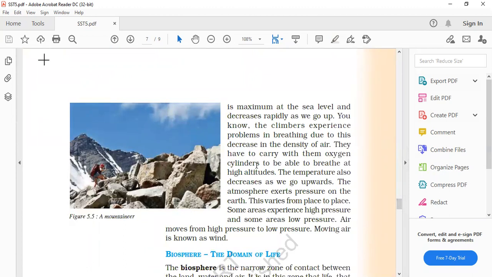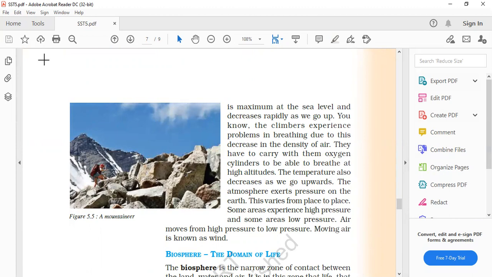So see here, you can get photos like this, and you can see what problem he faced. You can see the photo and ask my teacher what the problem is. So the problem is that the climber experiences problems of breathing due to the decrease in the density of air.